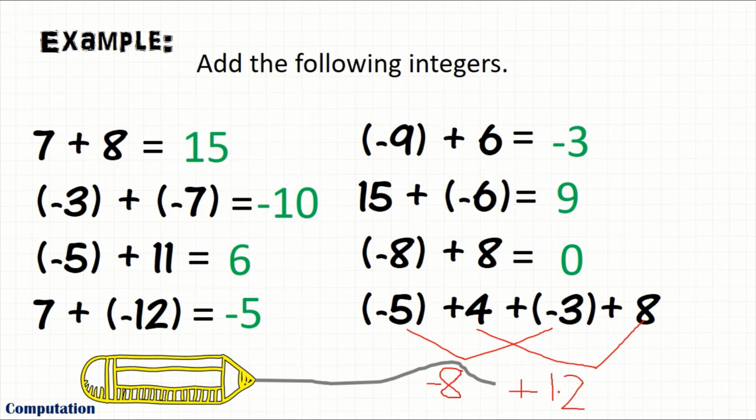So, negative 8 plus 12, different signs ulit. So, we have to subtract the numbers. 12 minus 8 is equal to 4. And ang may sign natin ay positive dahil kay positive 12. The answer is positive 4.